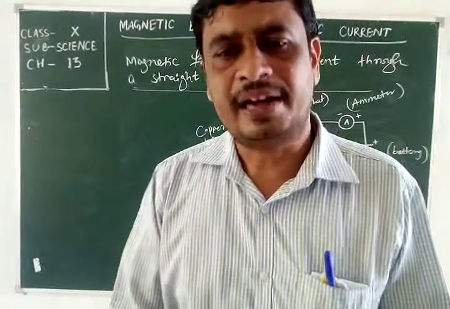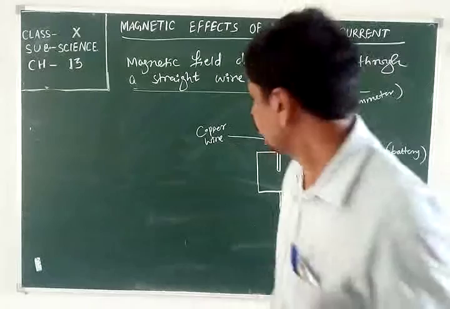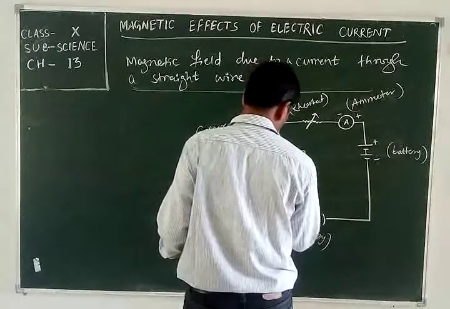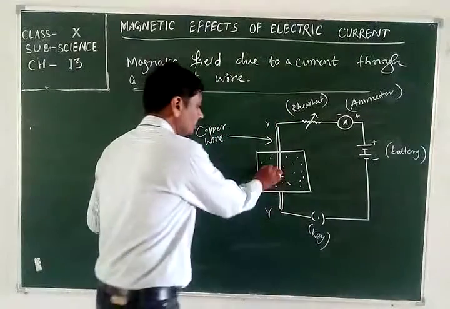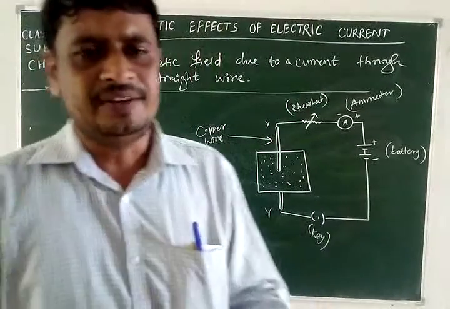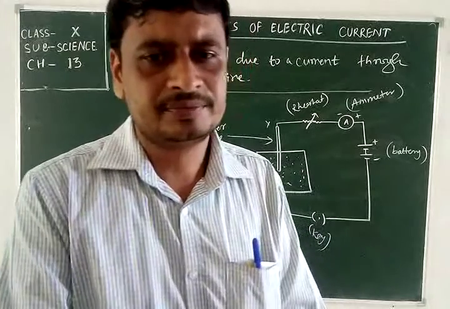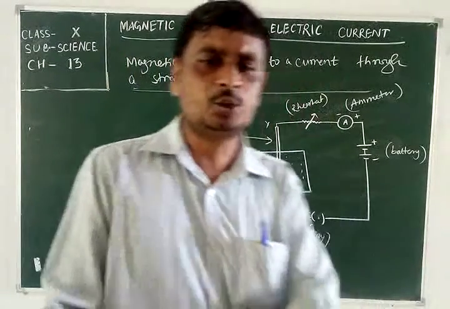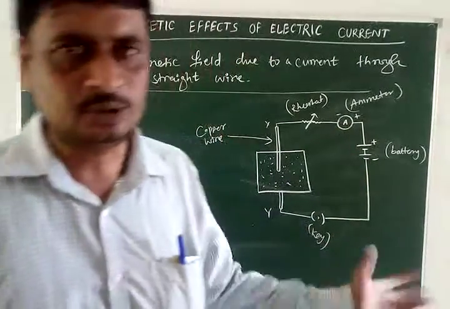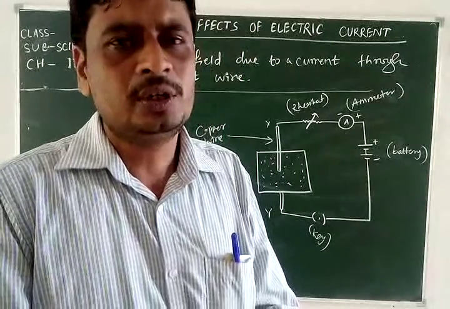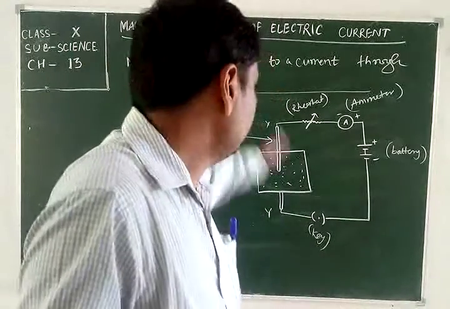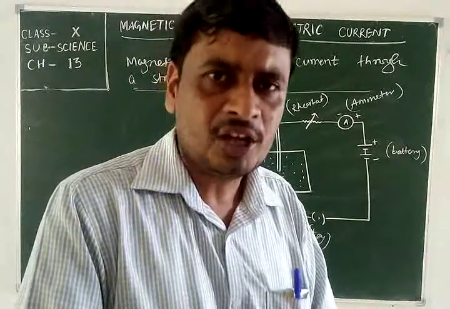Now sprinkle some iron flakes uniformly on the cardboard. Now these are the iron flakes sprinkled on the board. Keep the variable of the rheostat at a fixed position and note the current through the ammeter. You have to measure the amount of current which is passing through this circuit. Now close the key so that current will flow through this circuit and between the points X and Y, that is the end of the copper wire.